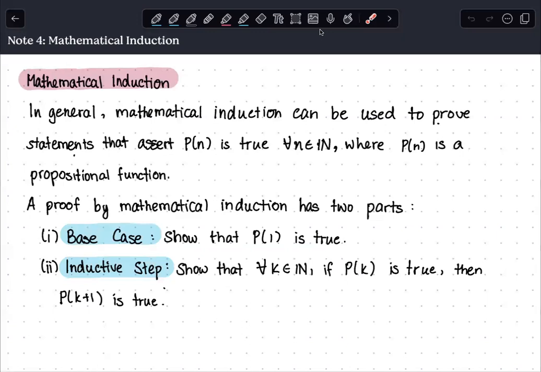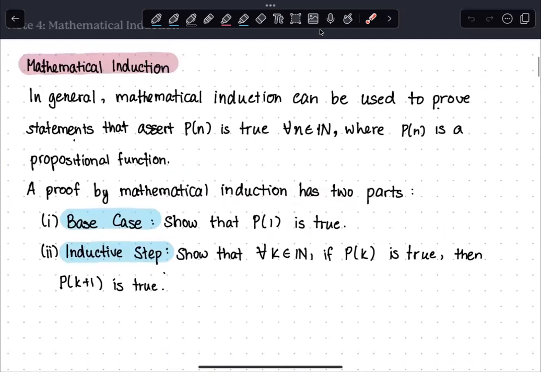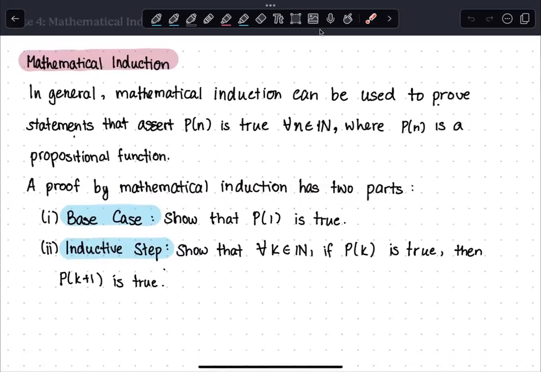The first part is the base case, in which we have to show that the first step is true. So for all n in N, we need to show that P of 1 is true. That's the base case. Then in the inductive step, we assume that for all k in N, if P of k is true, then we have to show that the next step is true, that P of k plus 1 is true. Those are the basic steps of mathematical induction.